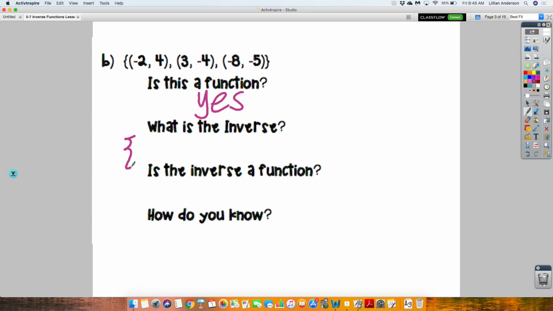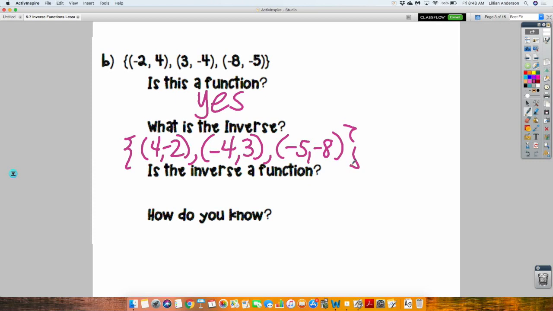But since this is a function, what is our inverse? 4, negative 2. Negative 4, 3. Negative 5, negative 8. So all we do is we take our x and y coordinates and we switch them. Is the inverse a function? Yes, it is. How do you know?